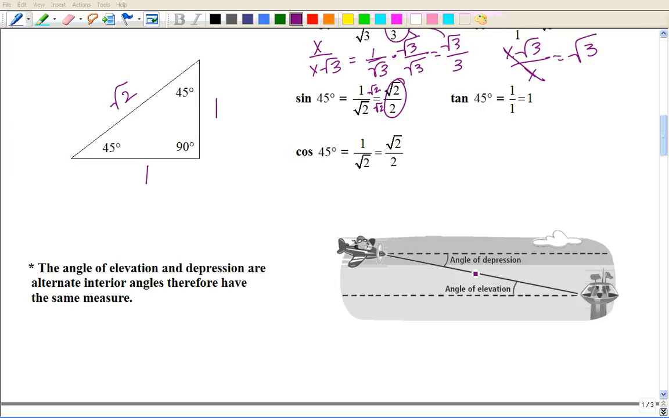Okay, so that is 13.1 and the first section of our trig unit notes. You'll be using this for the next couple of days, and I will see you in class and in the next video.